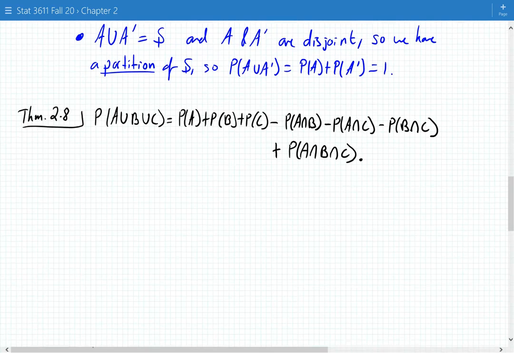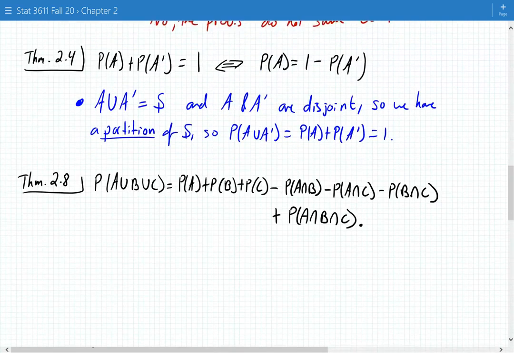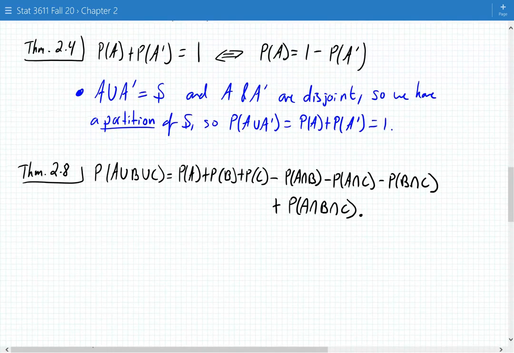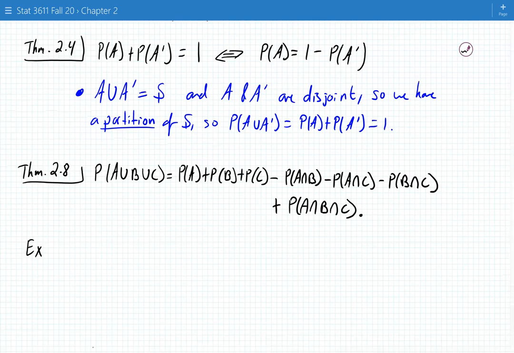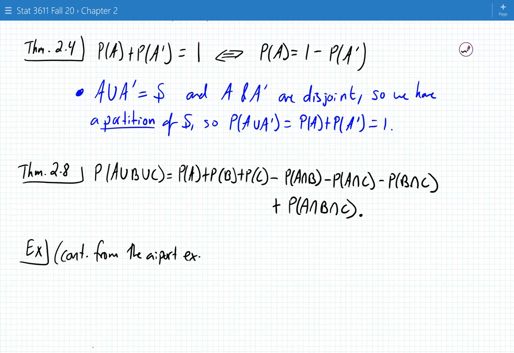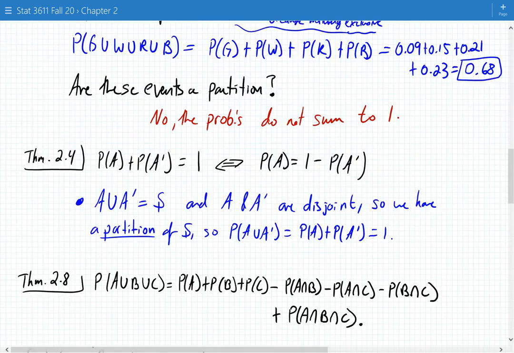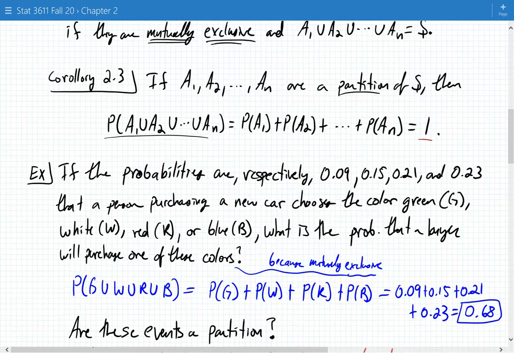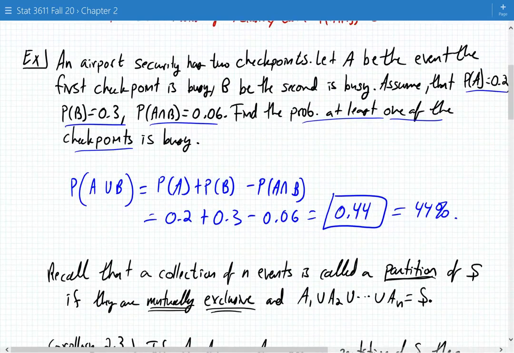Okay, good. So with these two theorems in mind, I want to do two more examples to close out this section's notes, okay? This first example is continued from the previous airport example we did in the last video. All right, so let me just scroll back up real quick to that airport example. Right here, page back in your notes.